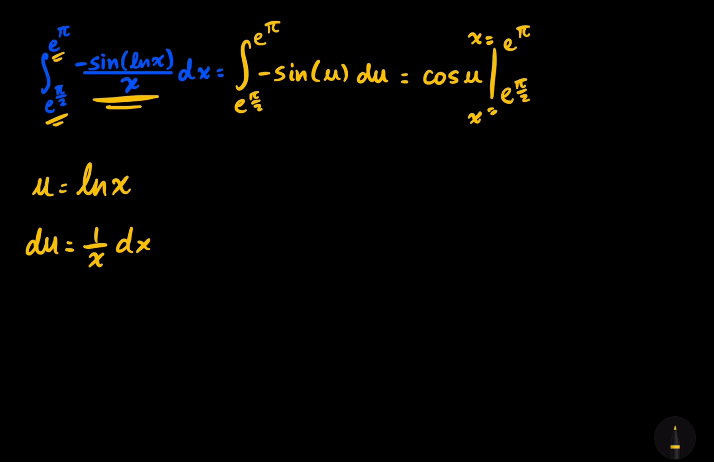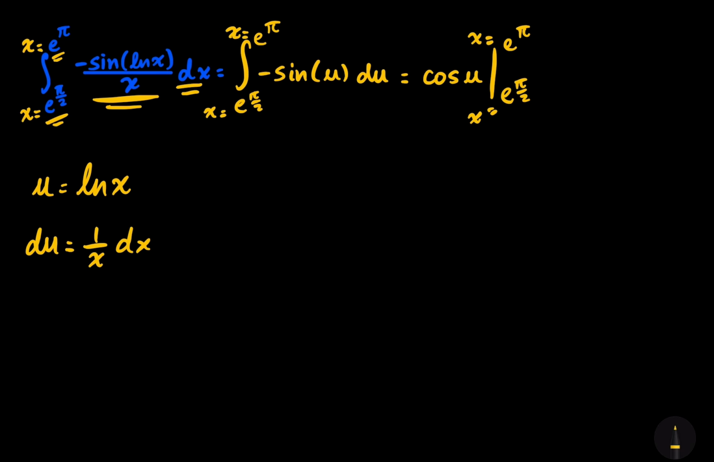Because if we go back to the original integral, the integral from e to the pi over 2 to e to the pi of this expression dx, then because of this dx, we're implicitly stating that x is equal to e to the pi over 2 and that x is equal to e to the pi. And when we make this u-substitution, we're still saying that x is equal to e to the pi over 2 and that x is equal to e to the pi. And so we can't automatically just switch up when we take the antiderivative and say that u is equal to e to the pi over 2 and that u is equal to e to the pi.